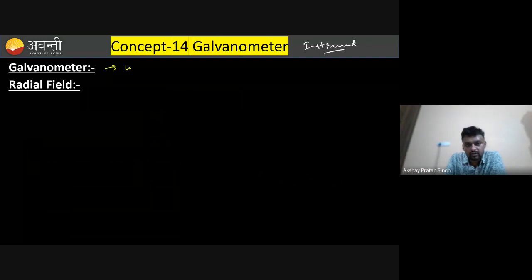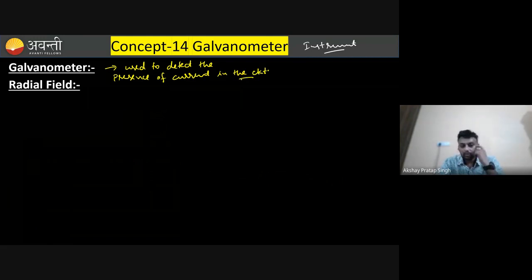What is it used for? Used to detect the presence of current in the circuit. Clear? Now, how does it look like?